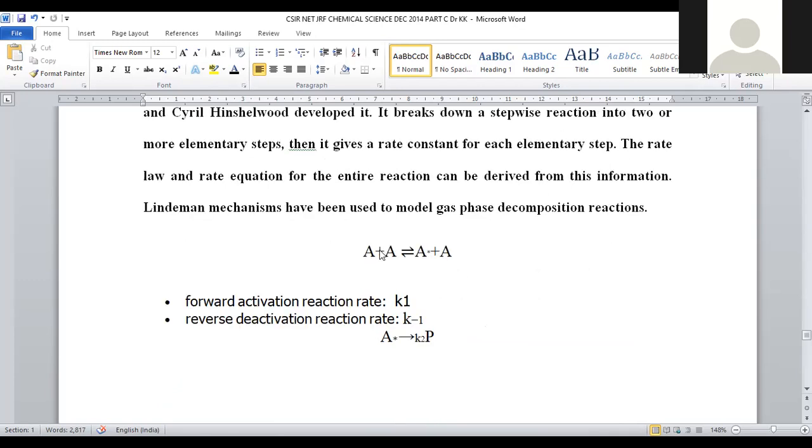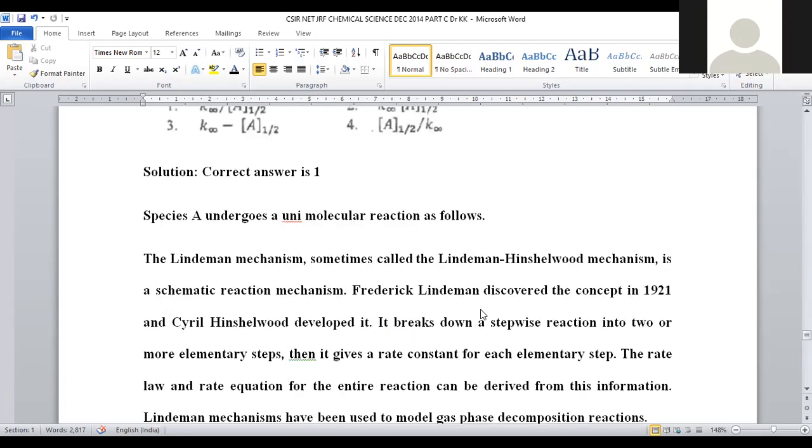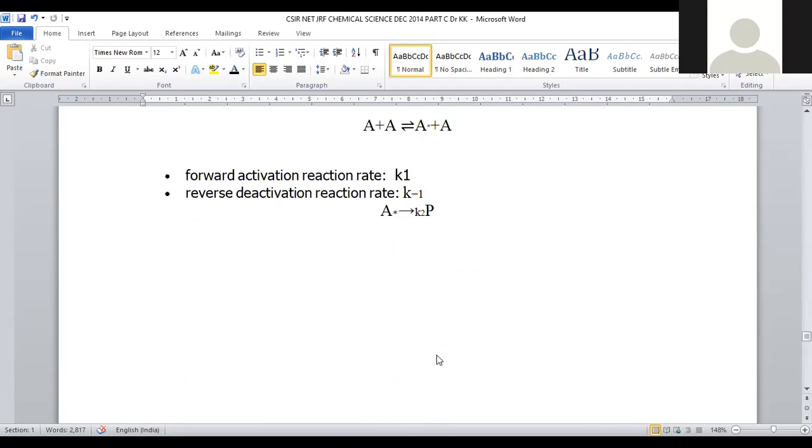So for example, if A plus A gives rise to A star plus A, the forward reaction proceeds with the rate constant called k1. If you want to observe the backward reaction, that is denoted with k inverse, and whatever A star got generated will be converted into the product through the rate constant k2. This breakdown of the complete reaction into different elementary steps was given by the scientist Lindemann, and this data was collected from a chemistry library text.